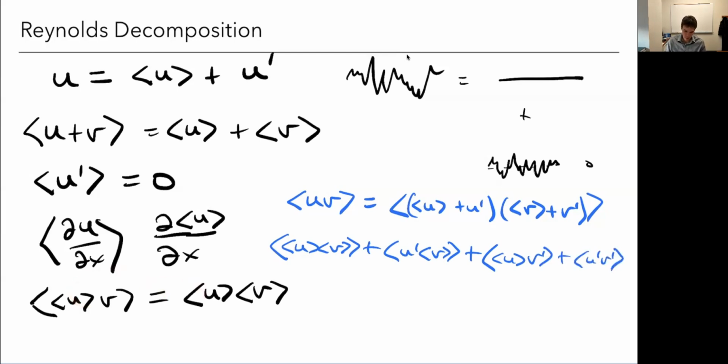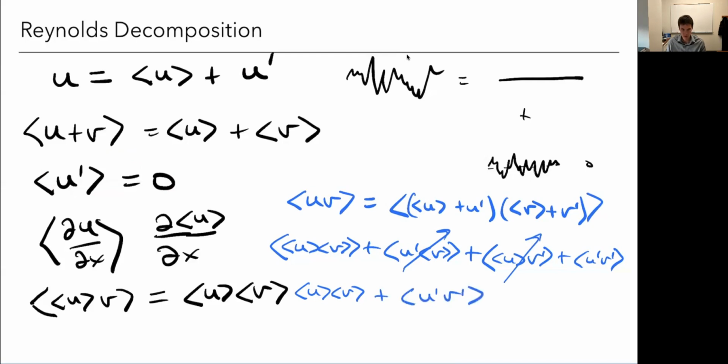This one, for example, we can see we can pull any of those averages out. So this one can come out, this one can come out, these can come out. So I'd have UV. Notice this one, once I pull that average out, I'm just left with the average of U prime. And by definition, that is 0. So this one is gone. Similarly for this one, also goes to 0. This term, though, none of my rules do anything to, so I have to keep that. So I get this U prime, V prime.